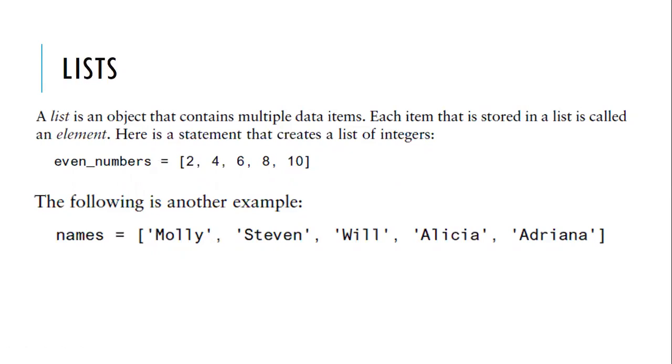So one question for you, can I write a list which consists of integer and string together? For example, this Molly, Steven, Will, Alicia, and Andriana, comma 2. I want to write a number. Will it take it? Yes or no?